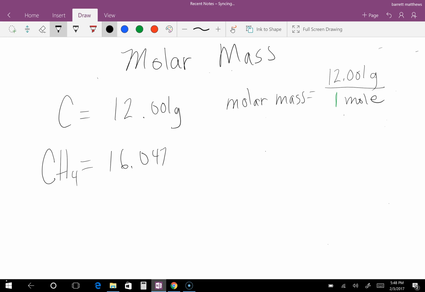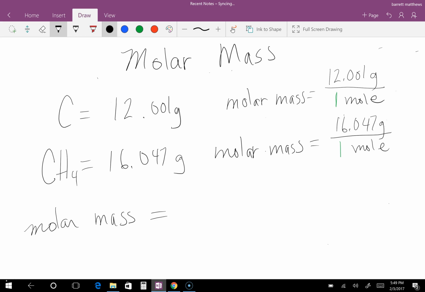If I take the formula mass for something like CH4, the formula mass came from the periodic table, so the molar mass of it is the same as the formula mass, 16.047 grams per 1 mole. So your molar mass will equal the formula mass you calculated per 1 mole.